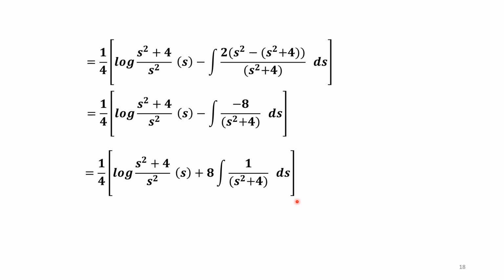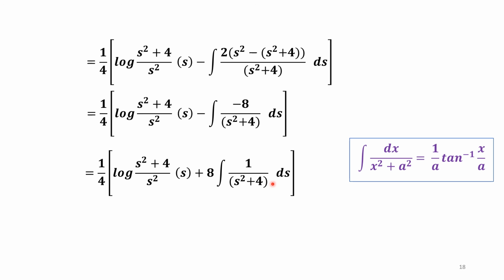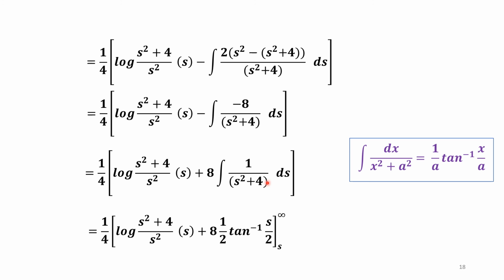Now we have to integrate this function. So it's integration of dx upon x square plus a square, which is 1 by a tan inverse of x by a. So using this formula to integrate 1 upon s square plus 4, I can write a is equal to 2 here. So 8 into 1 by 2 tan inverse of s by 2 between the limits s and infinity. So we have just integrated, now applying the limit s and infinity.